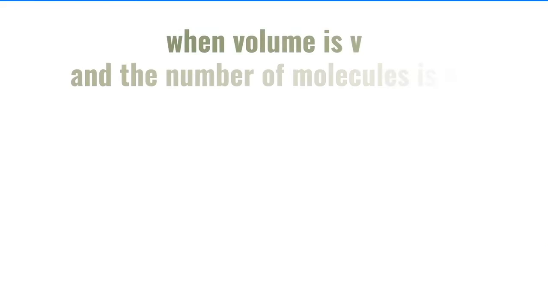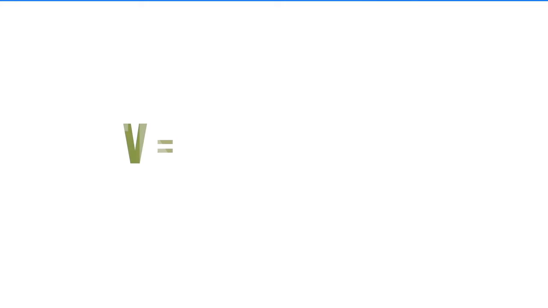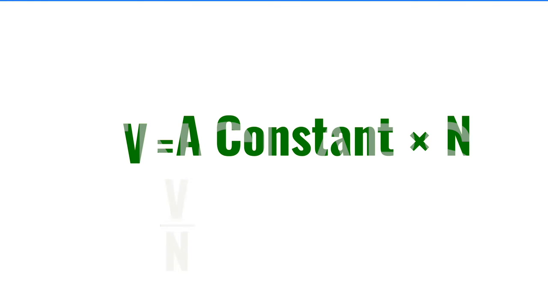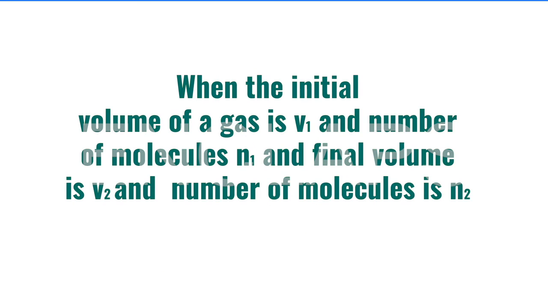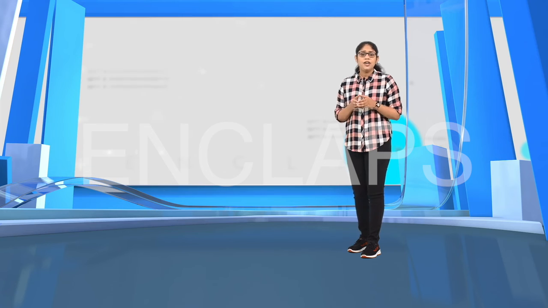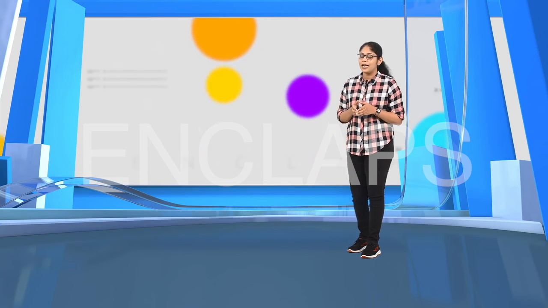That is, when volume is V and number of molecules is N, V is proportional to N, or V is equal to a constant times N, or V by N is a constant. When the initial volume of gas is V1 and number of molecules is N1 and final volume is V2 and number of molecules is N2, we can write V1 by N1 equal to V2 by N2. Here, when any three of the quantities are known, the fourth quantity can be calculated.